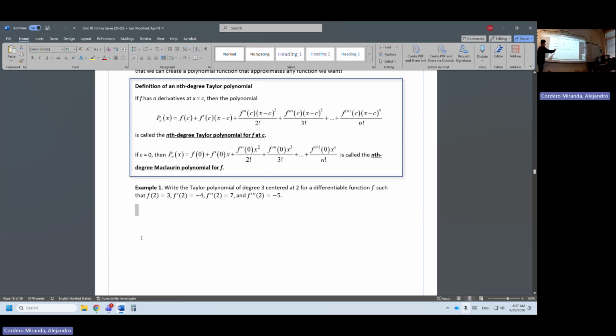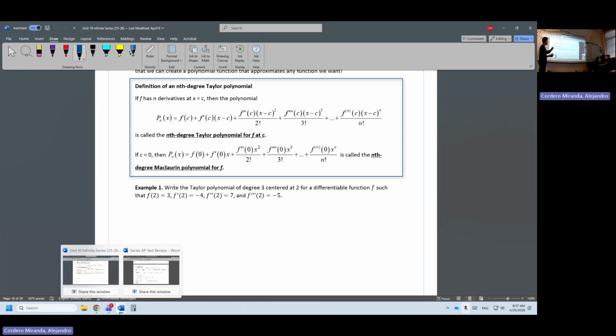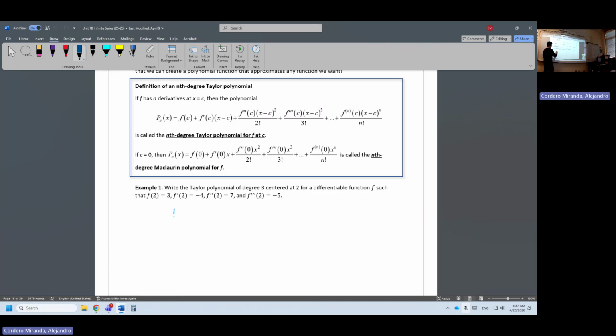It says write the Taylor polynomial for this of degree 3 centered at 2. So you would want to match the function value, the first derivative, etc. And remember, you want to divide out by all the powers that you're taking. So the way I write this is the polynomial of degree 3 of x would equal, and then I want to match the function value, so it would be 3, no x's in there, plus the derivative value, so minus 4 times x minus 2.